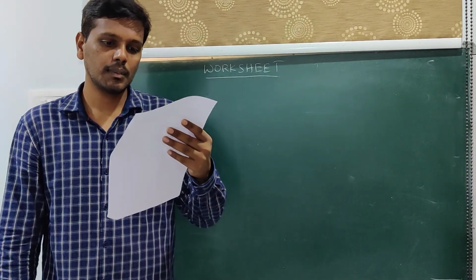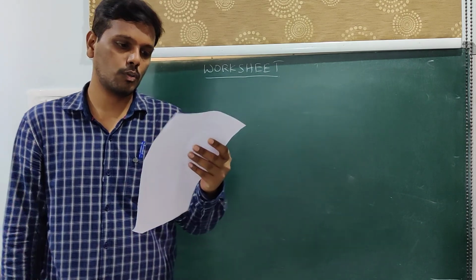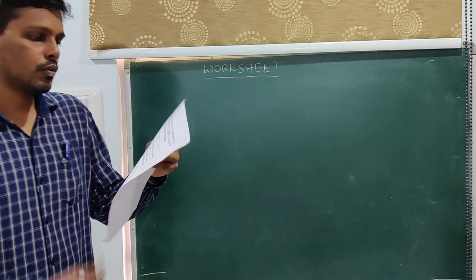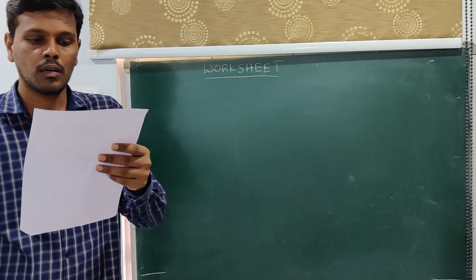So look into the second one. Show that any positive integer is of the form 4q, 4q plus 1, 4q plus 2, 4q plus 3 for some integer q. So this is what we need to prove, that any positive integer takes the form 4q or 4q plus 1, 4q plus 2, 4q plus 3. So that is what we are supposed to prove.